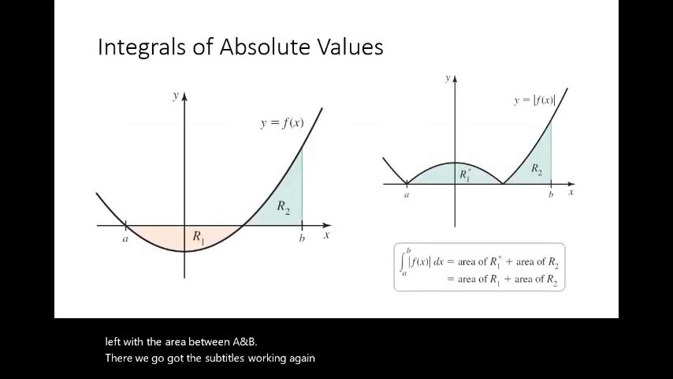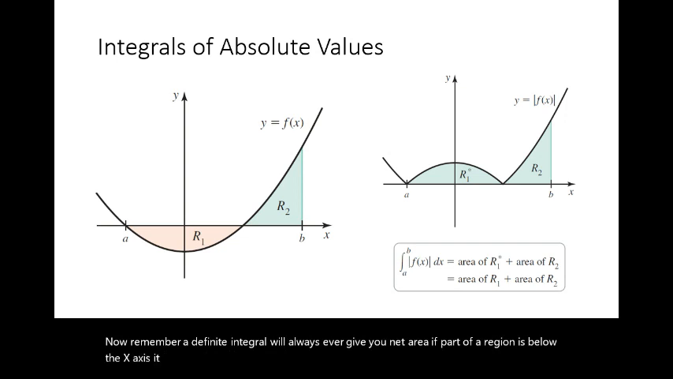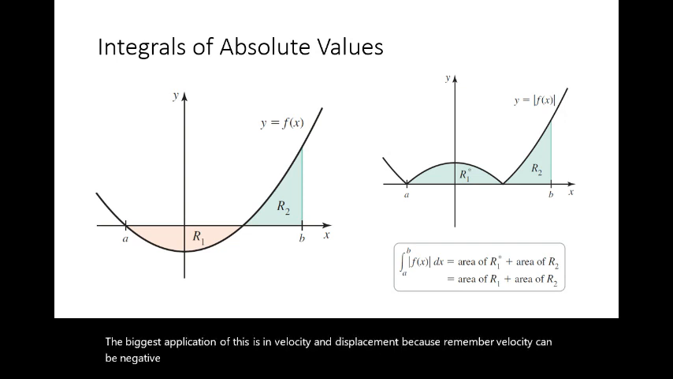Now remember, a definite integral will always give you net area. If part of a region is below the x-axis, it will count as negative. The biggest application of this is in velocity and displacement, because remember, velocity can be negative. That means displacement can be negative. So any negative directions traveled will count as negative distances.